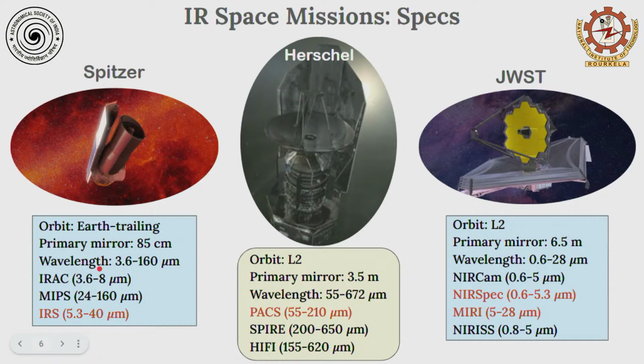to 40 micron. In contrast, Herschel was the largest infrared telescope ever launched until JWST was launched, with a 3.5 meter primary mirror. It's at L2, and it had 3 instruments, and I'll primarily be talking about the PACS instrument, which had both imaging and spectroscopic capability.